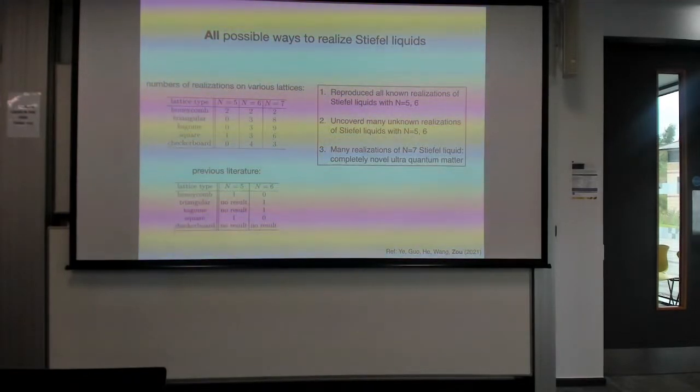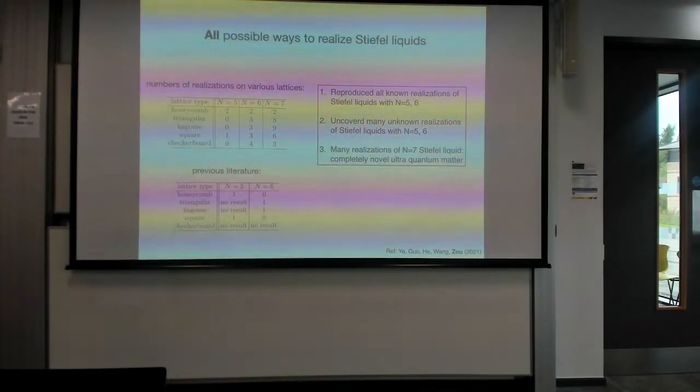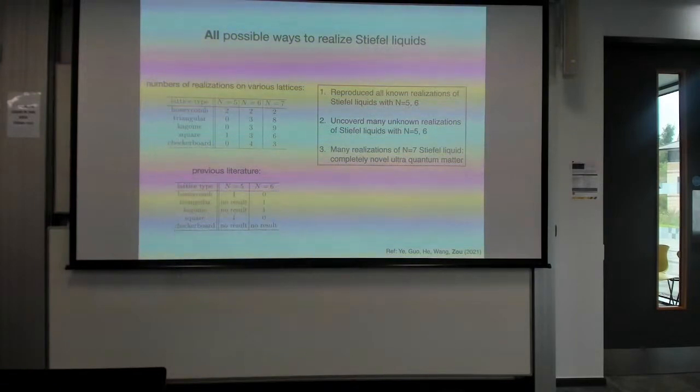These results can be compared with the previous literature. You can see from this comparison, using our method, we can not only reproduce all the previously constructed realizations of the spherical liquids with n equal 5, which is the deconfined quantum criticality and the spin liquid, and the spherical liquid with n equal 6, which is the Dirac spin liquid which people have also studied. But even for those two theories which people did study, we can also uncover many previously unknown realizations. Some of them are actually very interesting. For example, some of them are beyond the so-called quantum mean field paradigm, even for the Dirac spin liquid.